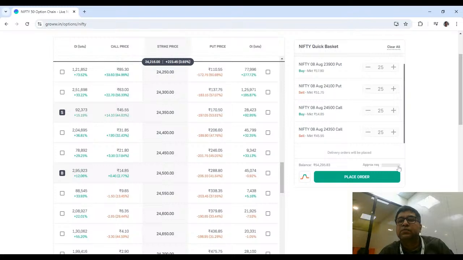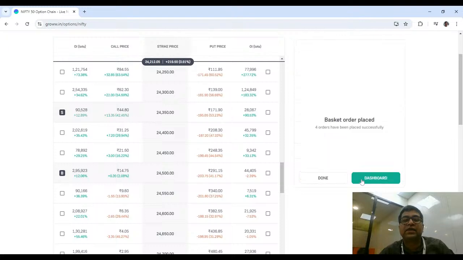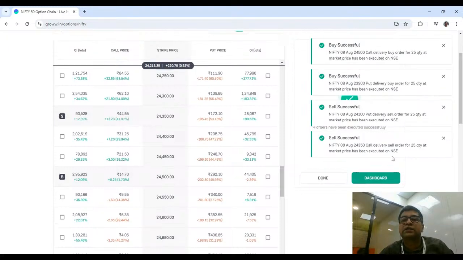Grow tells me that I require about 29,777. Sensibull also says it's around 30,000. For 30,000, I'm looking at around 1,600 profit, which is 6%. Otherwise, if I get into a loss tomorrow, if there is a great market movement, I get into a 12% loss. So I still go ahead with this trade, and I click place order. Good, and it says everything has been placed successfully.